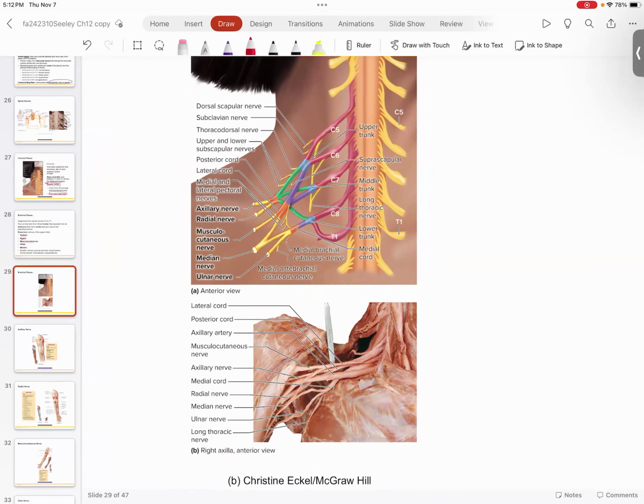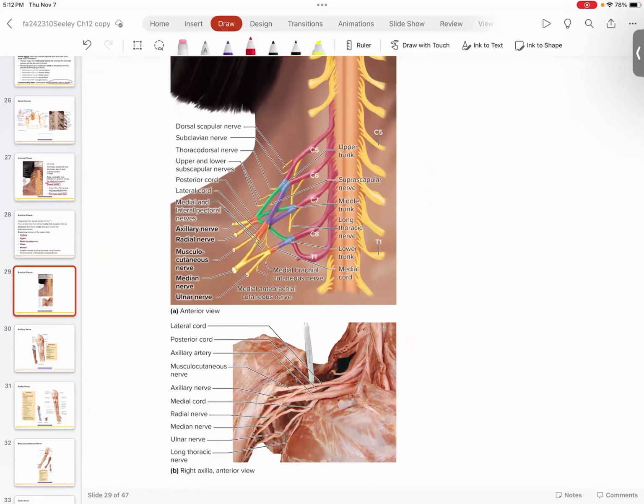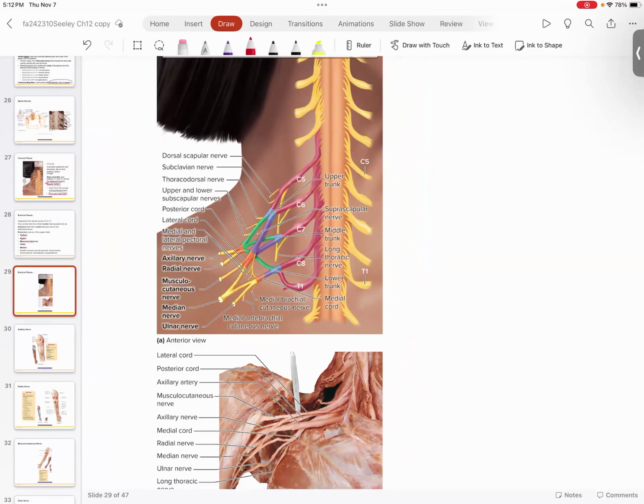So when you take a look at the brachial plexus from C5 to T1, you can see the major spinal nerves coming off, and then they'll split into trunks. For instance, C5 and C6 will form an upper trunk.